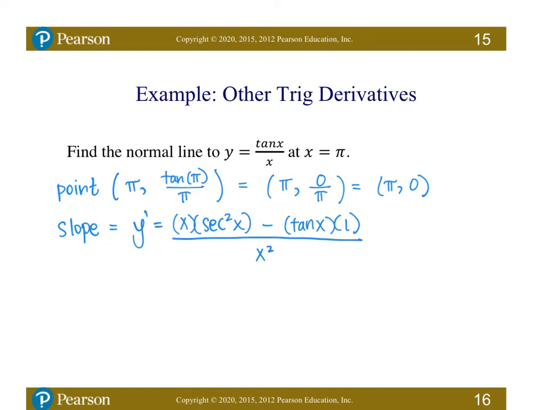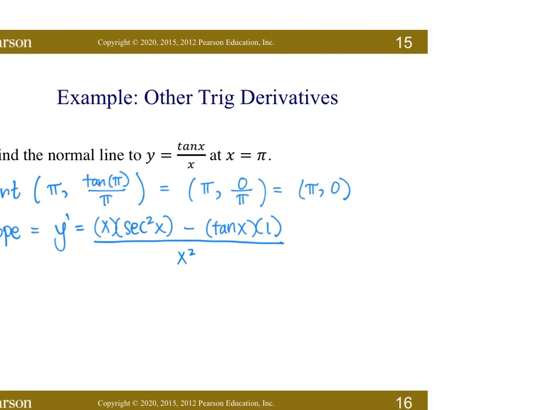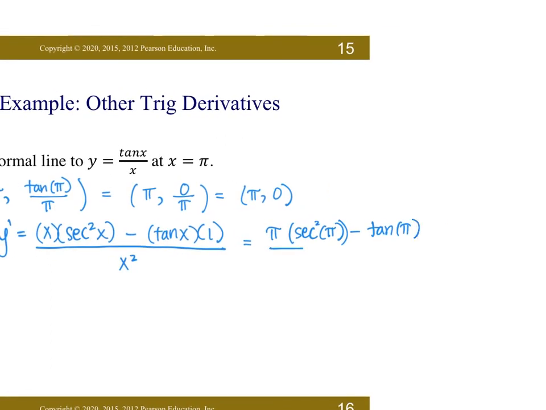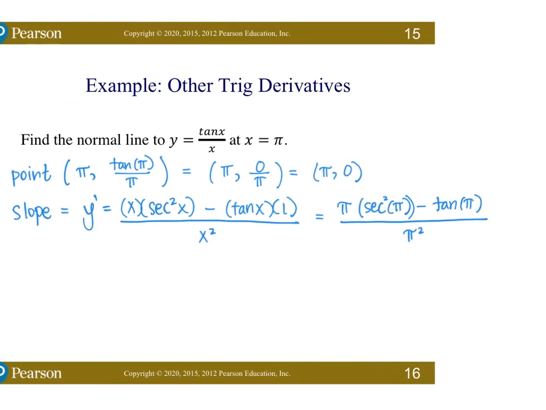And now we want to plug pi in. So this would be pi times the secant squared of pi minus the tangent of pi times 1, all over pi squared.